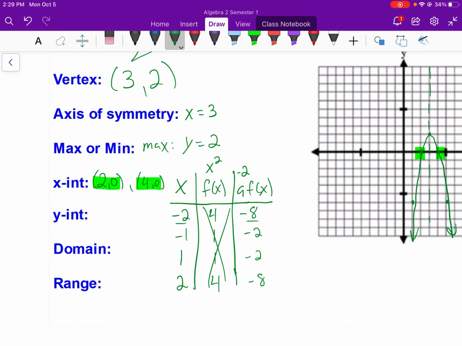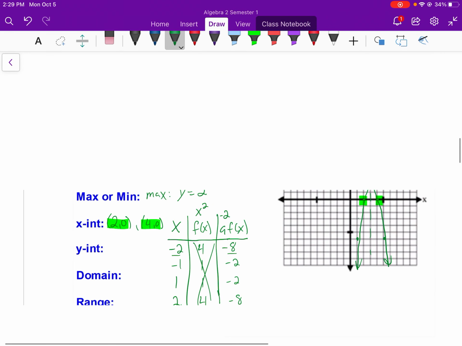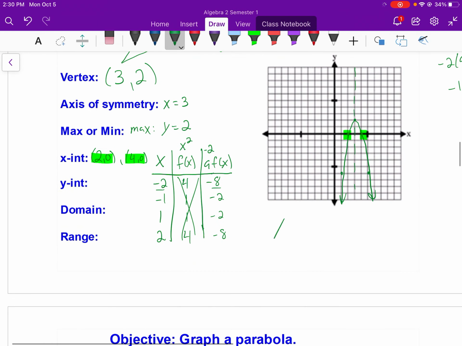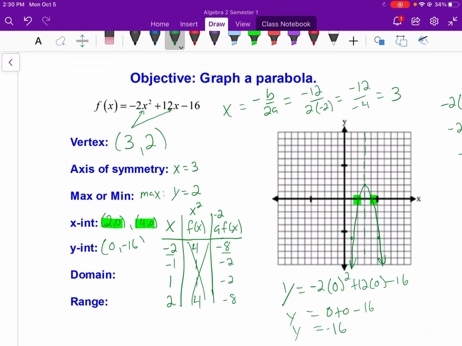Okay, y-intercept. Again, we can't see it, so we're going to have to plug in 0 for x. If we do that, y is equal to -2 times 0 squared plus 12 times 0 minus 16, which will equal 0 plus 0 minus 16, or -16. So (0, -16).